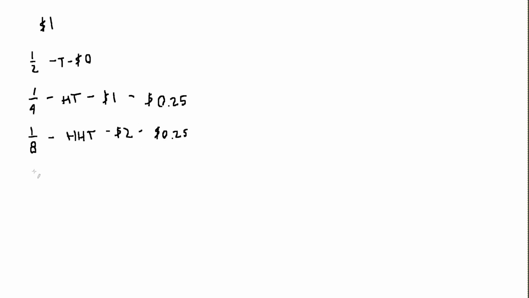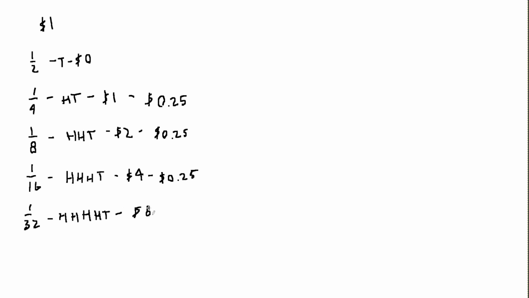Okay, let's keep going, a couple more. What about 1 in 16? Heads, heads, heads, tails. Well, this will pay out $4. And again, if we multiply $4 by a 1 in 16 chance, we get 25 cents. Well, this seems really odd. And we could keep going. We could see 1 in 32 for heads, heads, heads, heads, tails. $8, 25 cents, because we're taking 8 over 32.